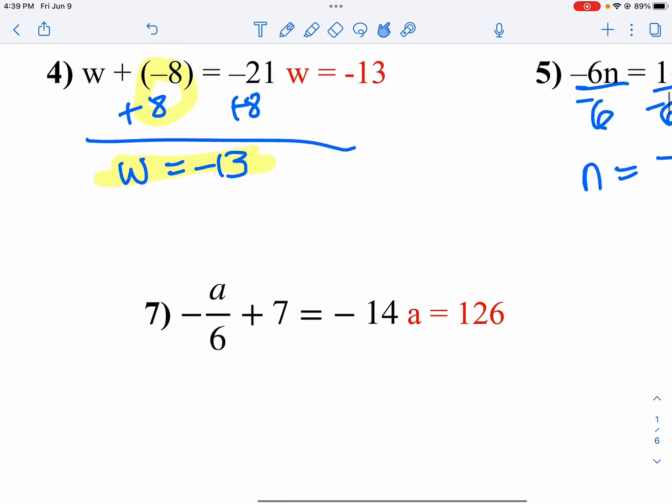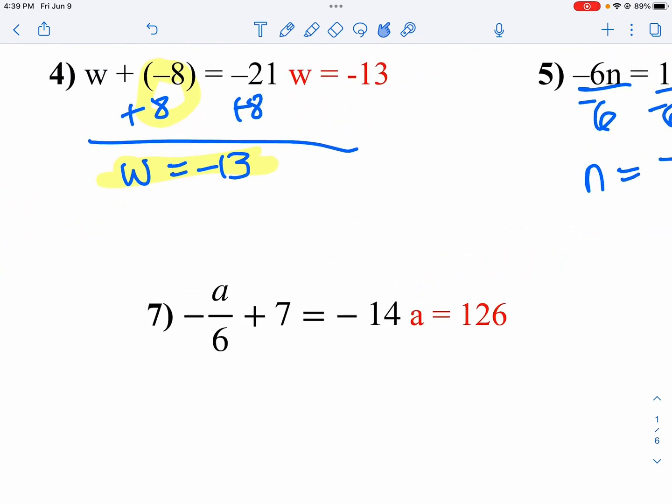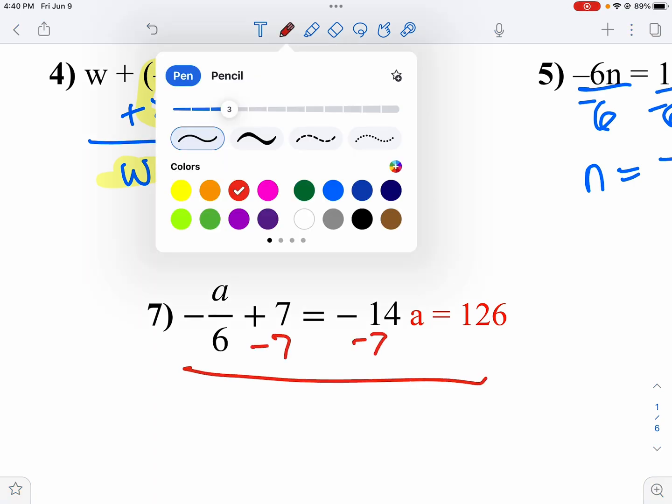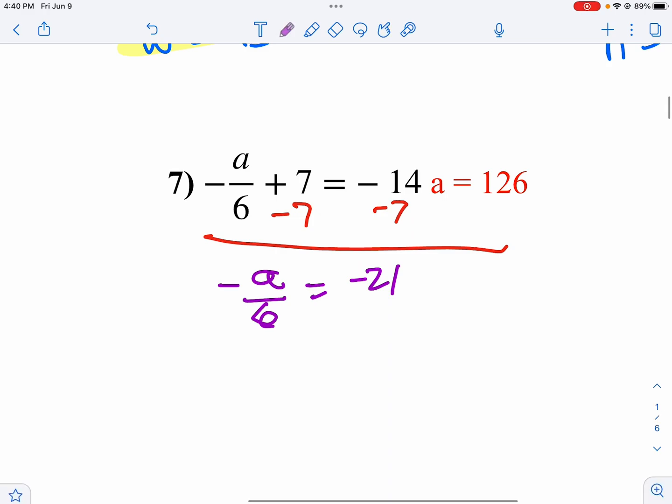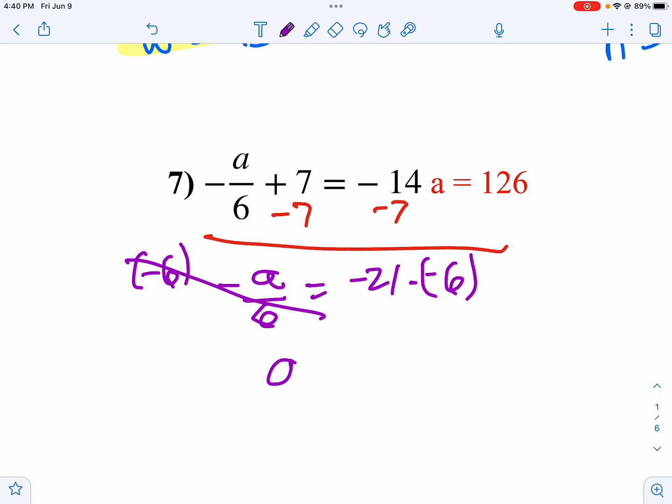Okay, now we get into a 2-step. Once again, still review. First thing we're going to do is subtract 7 from both sides. So then we get negative a over 6 equals negative 21. To get rid of division, we multiply. So I'm going to multiply both sides by negative 6. Negative times a negative is a positive, so you get 126 for question number 7.